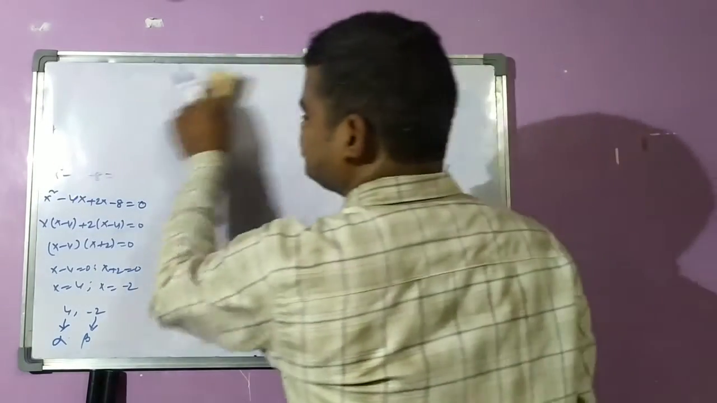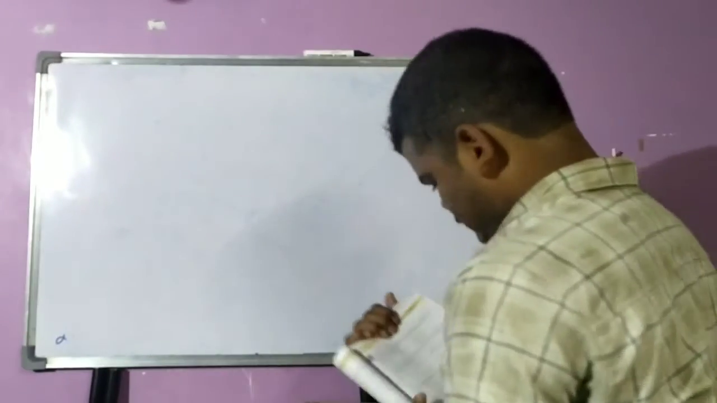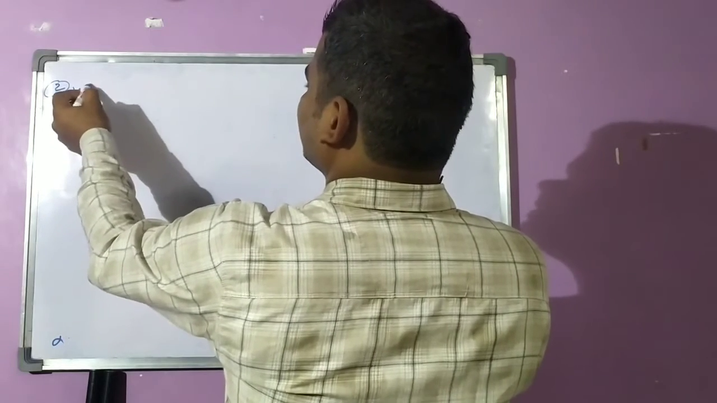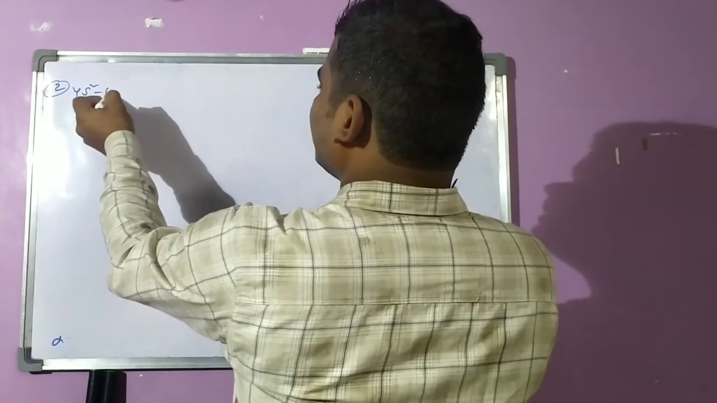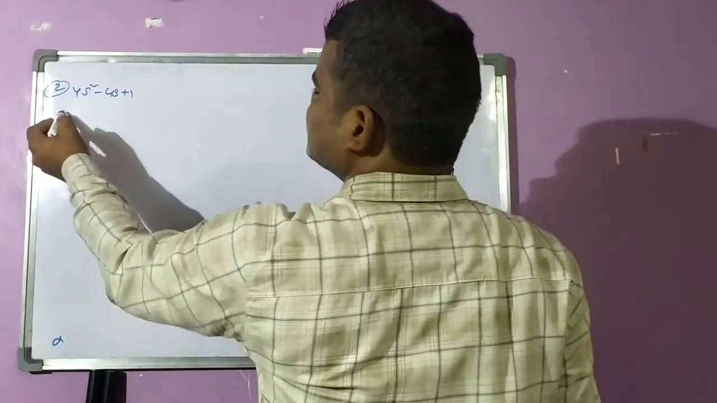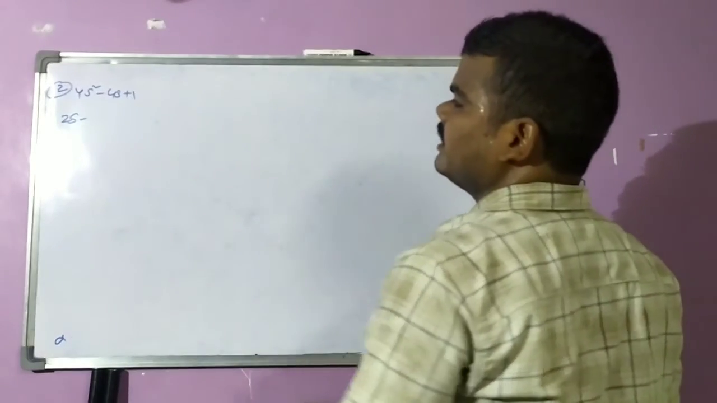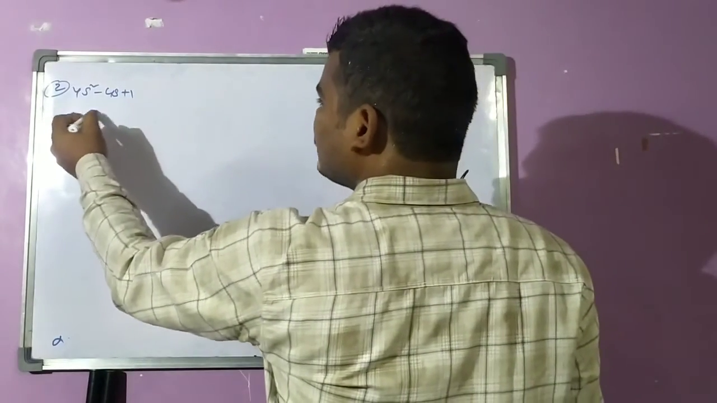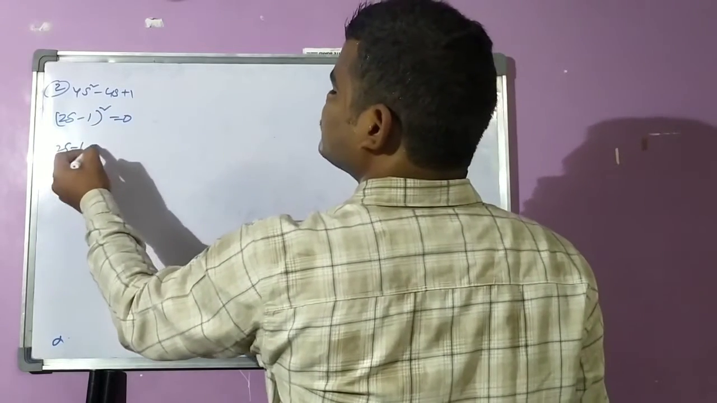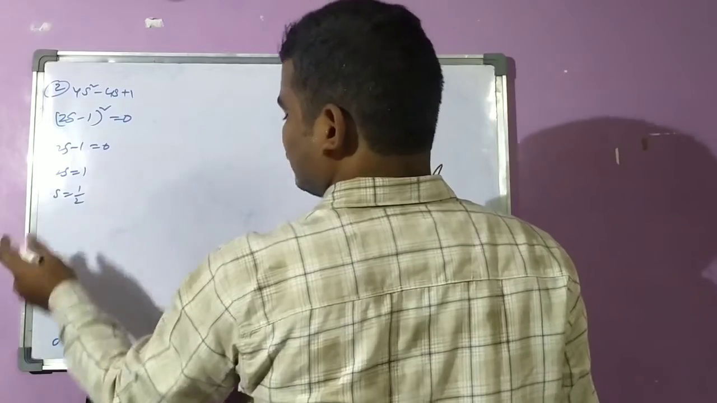Next one. See, second one. 4s square minus 4s plus 1. Zeros of the polynomial. This is of the form 2s minus 1 whole square is equal to 0. 2s minus 1 is equal to 0. 2s is equal to 1. s is equal to 1 by 2.